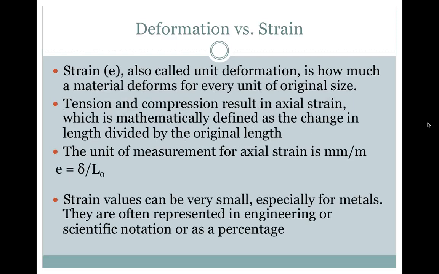Strain is also called unit deformation. It is how much a material deforms for every unit of original size. Tension and compression result in axial strain, which is mathematically defined as the change in length divided by the original length. The unit of measurement for axial strain is millimeters per meter. Strain values, and here's the formula right there, can be very small, especially for metals. They are often represented in engineering or scientific notation or as a percentage.